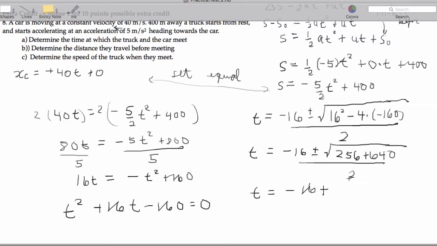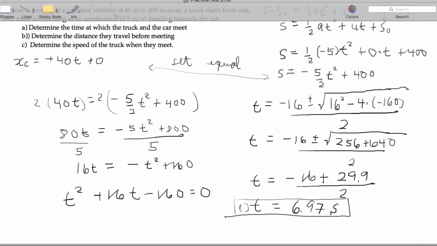So when we actually go ahead and get that root, that's going to be about 29.93. So I'll just round that and say 29.9 all over 2. So this ends up being, when we simplify it, about 6.97 seconds. So there's the time that they meet. That's part A.